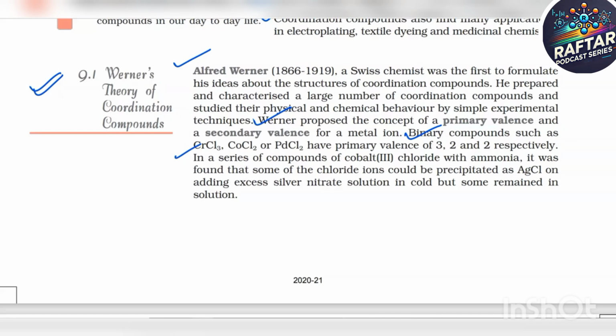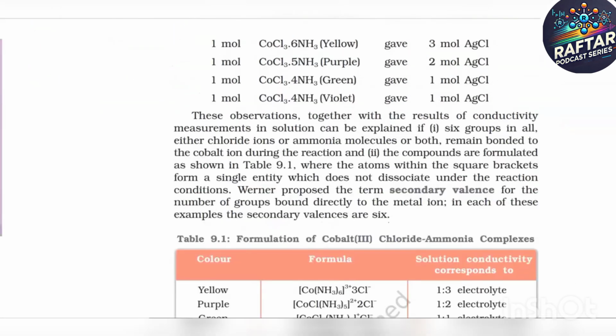1 mole of CoCl3.6 NH3, yellow, gave 3 mole AgCl. 1 mole CoCl3.5 NH3, purple, gave 2 mole AgCl. 1 mole CoCl3.4 NH3, green, gave 1 mole AgCl. 1 mole CoCl3.4 NH3, violet, gave 1 mole AgCl.